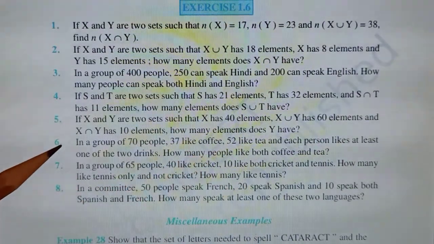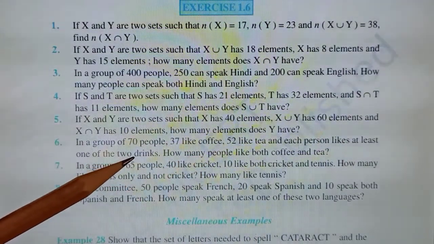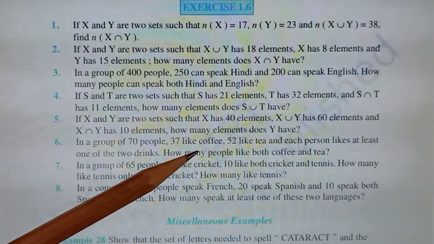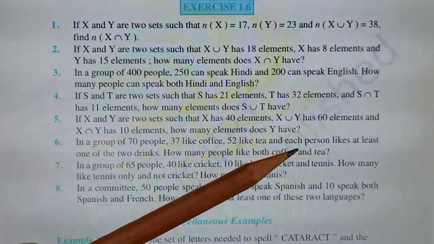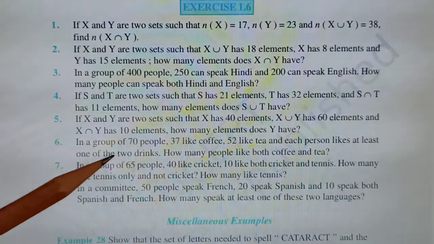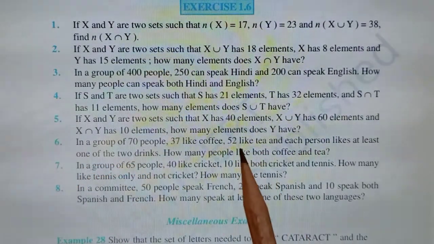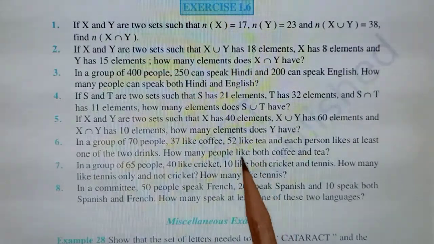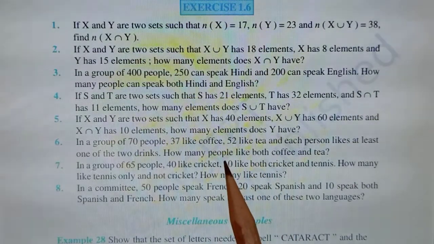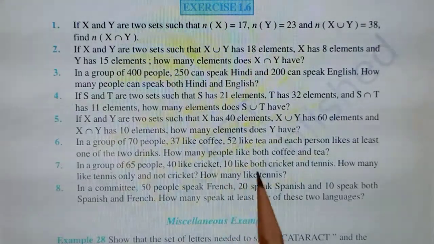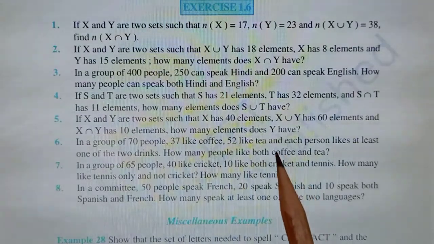Okay, so sixth one: in a group of 70 people, 37 like coffee and 52 like tea, and each person likes at least one of the two drinks. See, this language makes it clear. So it's not necessary, as I said, that the cardinal number or count of the universal set is the same as the union. But in this case it will be equal.